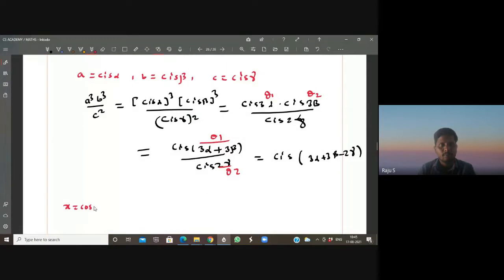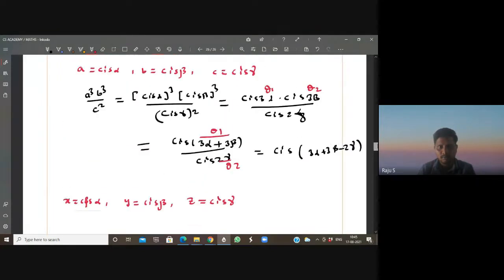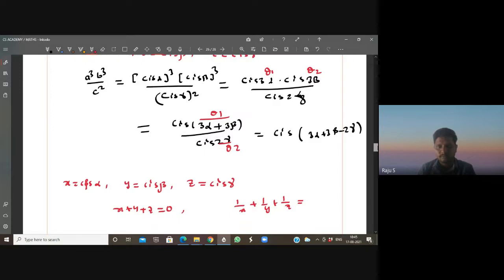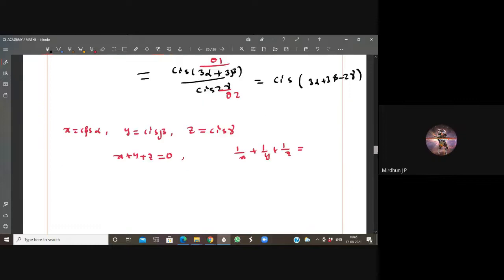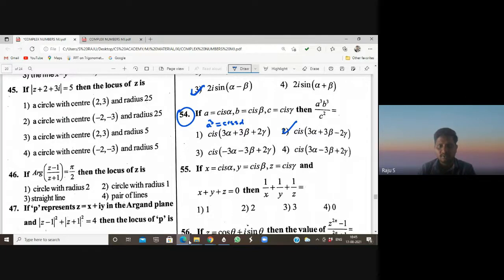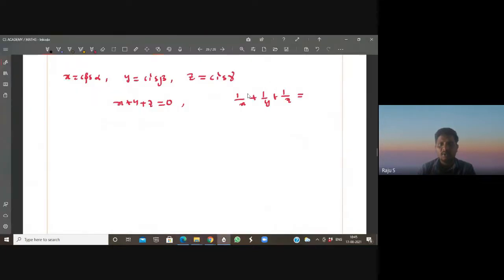x is equal to cis alpha, and x plus y plus z is equal to 0. 1 by x plus 1 by y plus 1 by z. Completed, sir. Yeah. So your next question is x, y, z values are given. x plus y plus z is equal to 0. What is 1 by x plus 1 by y plus 1 by z?